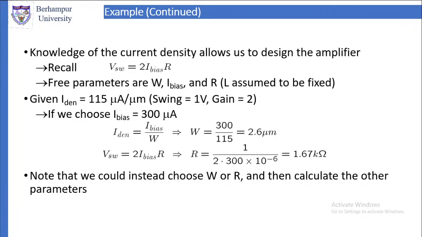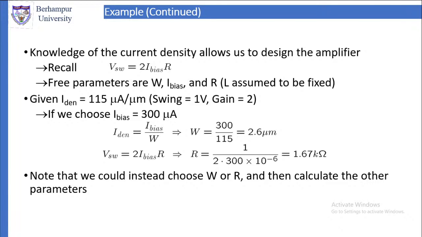Now with this we can also say, if we know the current density, that will allow us to design the amplifier. Remember this: the swing voltage V_SW is equal to 2 times I bias into R. The free parameters are W, I bias, and R, provided L is assumed to be fixed. So all these three are free parameters.